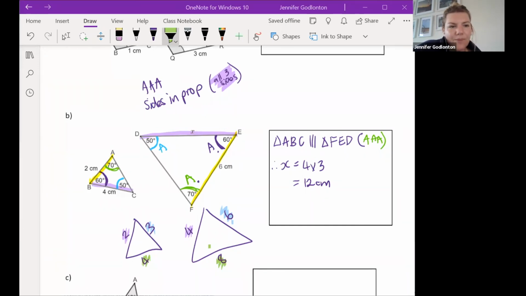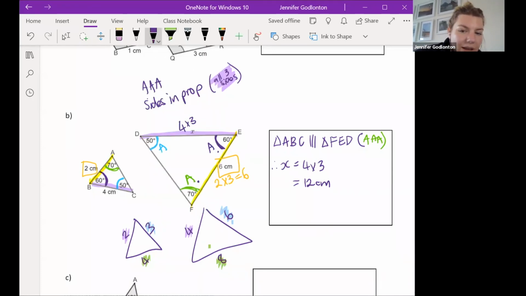Come on, can I help? Yes, ma'am. The 3, ma'am, where does it come from? Okay, so when we're looking at this, I'm comparing these two sides that I've highlighted in yellow. I've got 2 on this side, and then I've got a 6 on that side. So how did I get from 2 to 6? I said 2 times 3 gave me 6. And so then when I'm looking at my purple side, I'm saying, well, 4 times 3 is going to give me 12, which is going to be my X. Okay, ma'am, thank you.